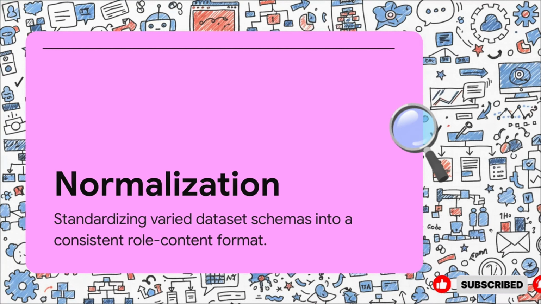Moving right along to stage 2, normalizing the conversational chaos. Now that we can efficiently stream the data, we actually have to read it. And if you've ever worked with raw AI conversations, you know that different datasets use wildly different schemas. It's a total mess. So we need normalization. As you can see, normalization is just the process of taking those varied, unpredictable dataset schemas and standardizing them into a single, consistent role content format.